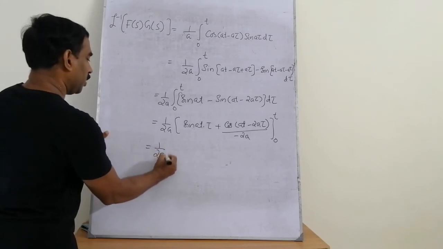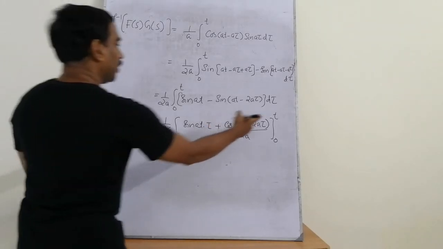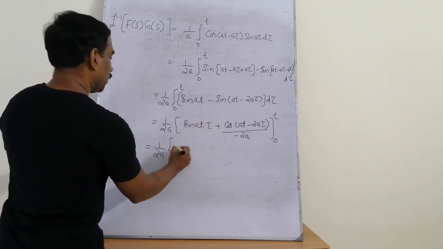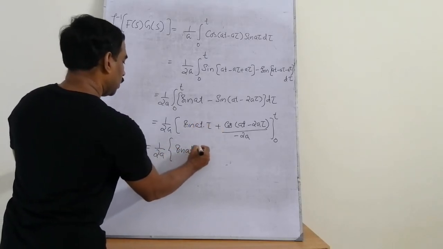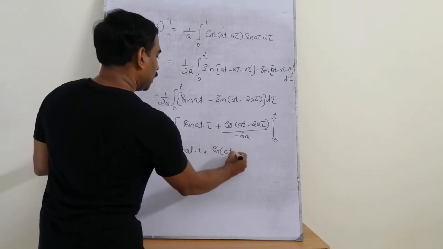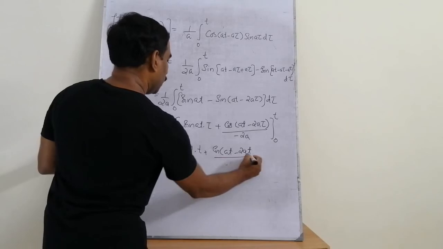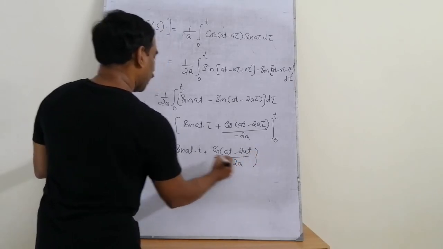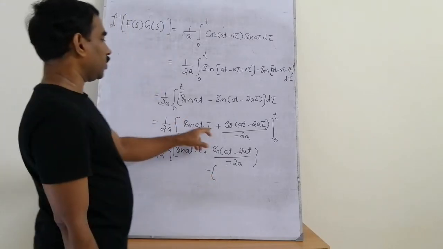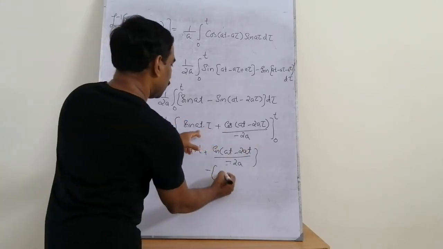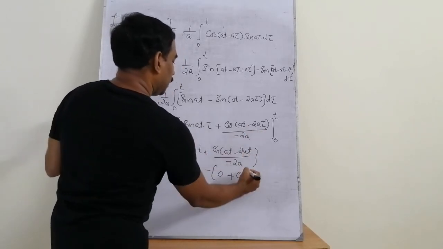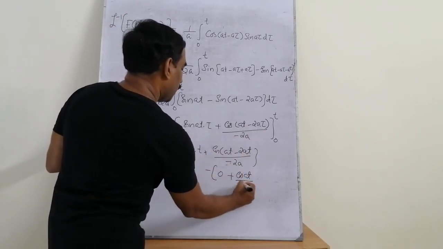So this is 1 by 2a into, for the upper limit we have replacing every tau by t, that is sin a t into t plus cos (a t minus 2a t) divided by minus 2a, this is the upper limit, minus the lower limit. So what is the lower limit? Tau is equal to 0, so the first expression becomes 0 plus cos a t divided by minus 2a.